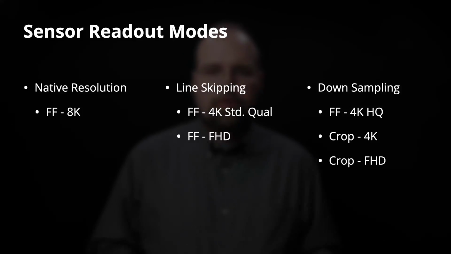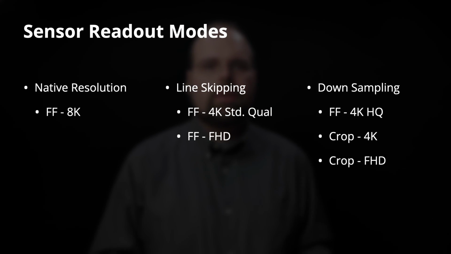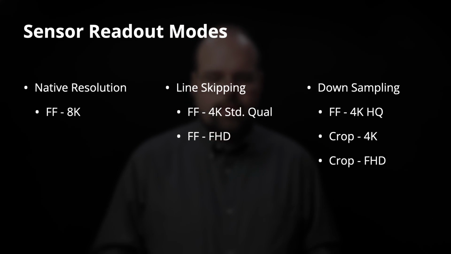So what does the camera do? Well, if you're shooting in full frame and 8K, you get the native readout of the sensor. It reads every pixel and it stuffs every one of those pixels into your file. Easy. Line skipping happens when you're in full frame mode shooting in either standard quality or full high def.